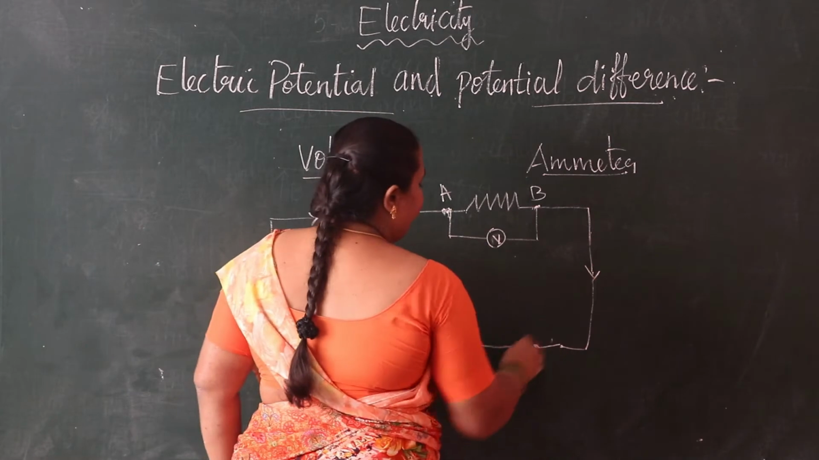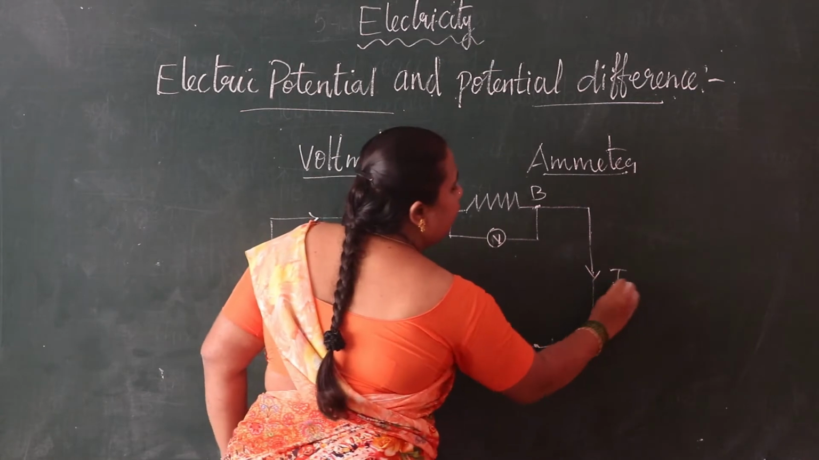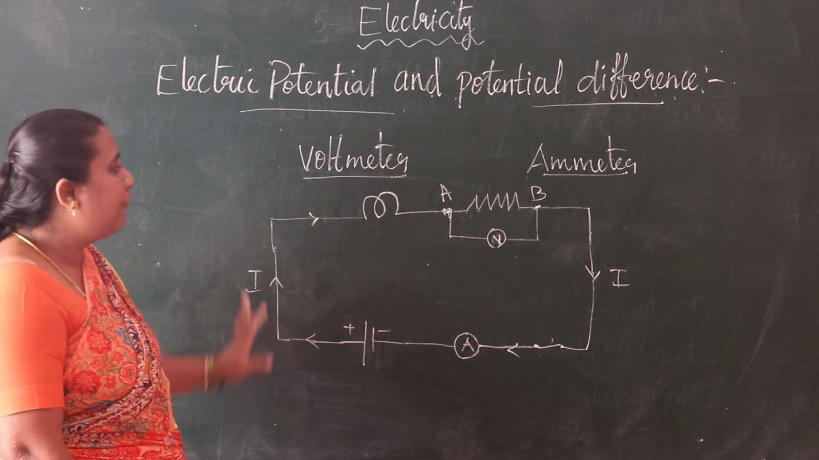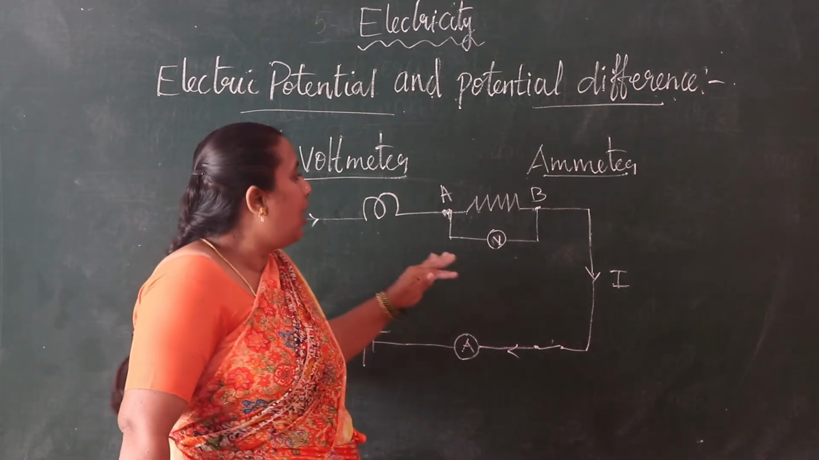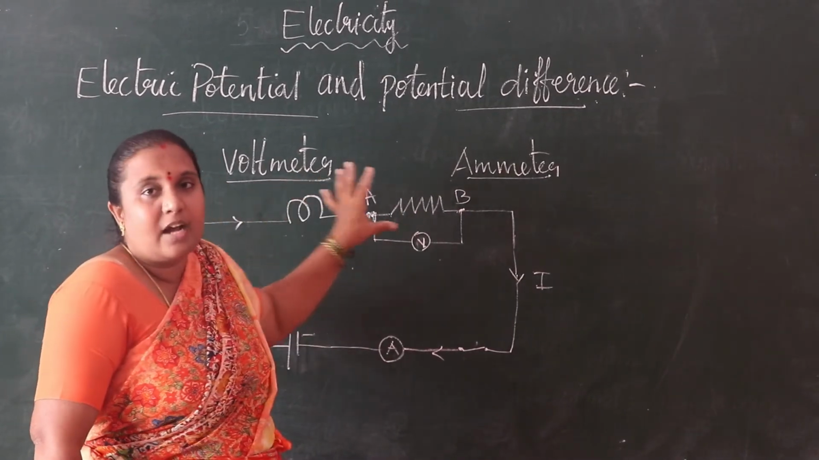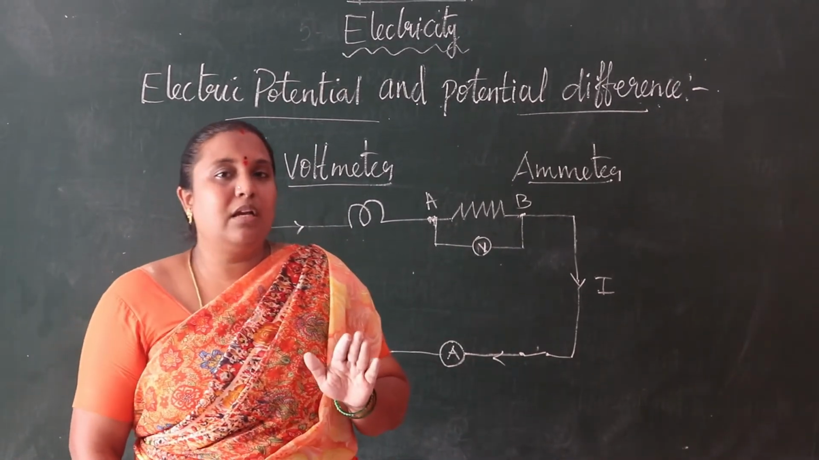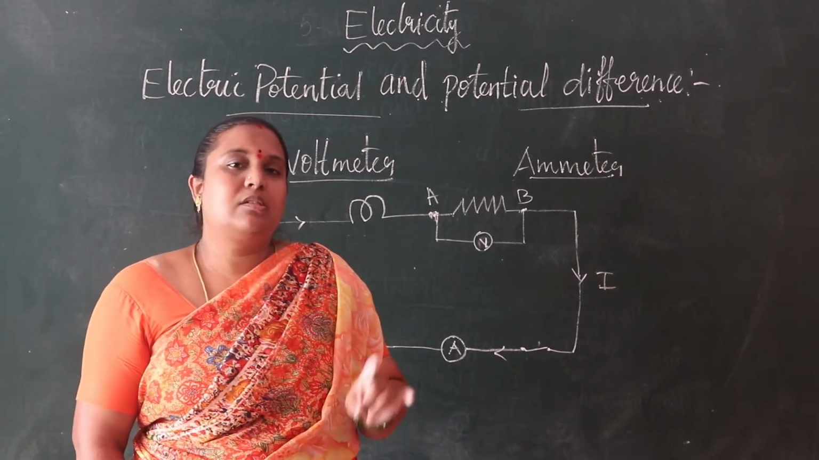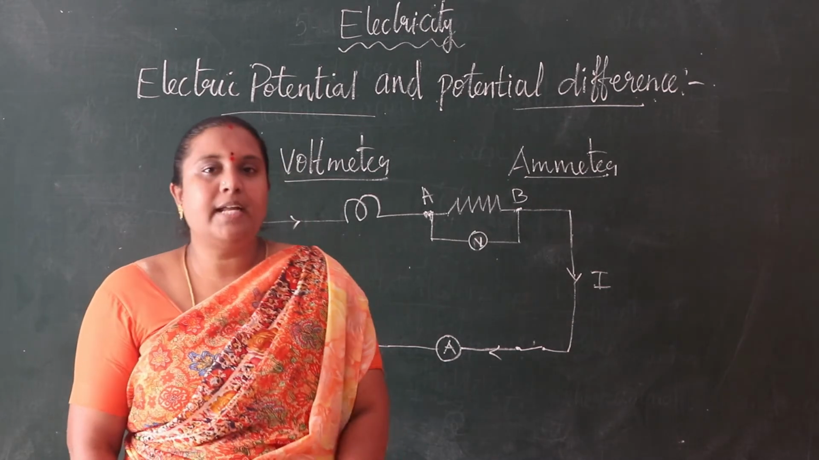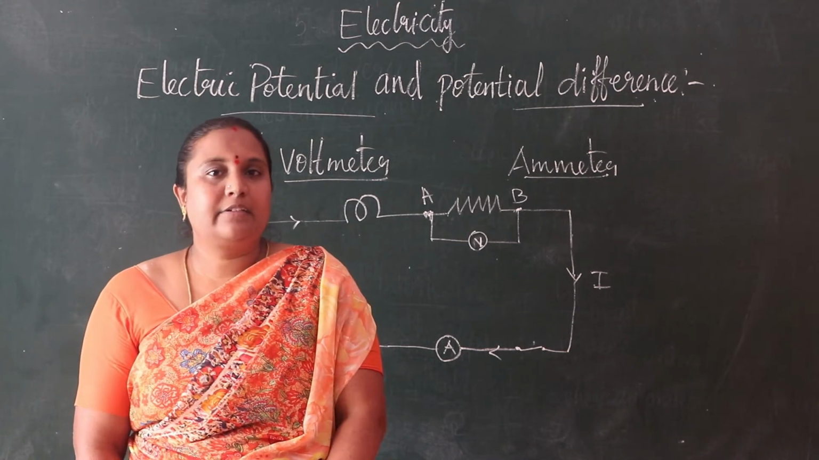But the ammeter we connect in a series circuit. So current is flowing like this. The arrow marks are also very important. In an electric circuit, I is mentioned as the flow of electric current. Now you are clear about electric potential, potential difference, voltmeter, ammeter and electric circuit. The symbols of the components used in an electric circuit are given in your textbook. Refer to your textbook page number 97.